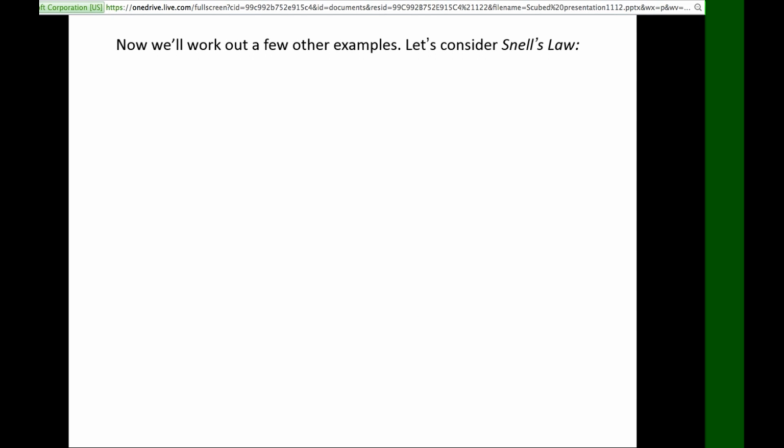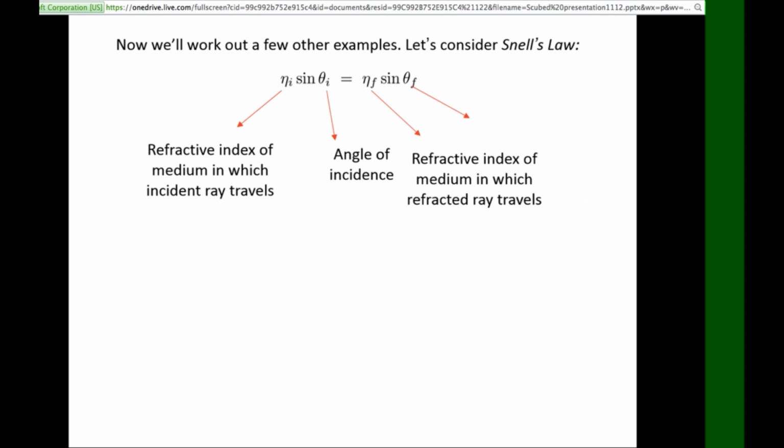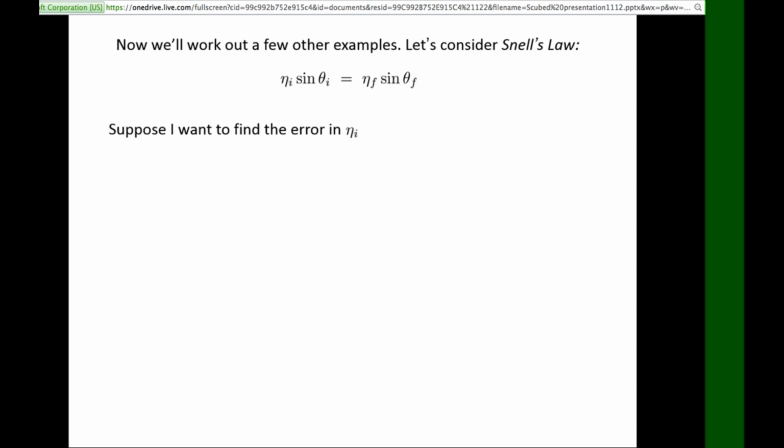We'll work out a few other examples. Let's consider Snell's law. There you get the refractive index of the medium in which the incident ray travels, the angle of incidence, the refractive index of the medium in which the refracted ray travels, and the angle of refraction. Basically, we have a ray which is propagating through a medium, and at the boundary with another medium, it gets refracted. So I want to find error in eta I. Remember that eta I is the refractive index of the medium in which the incident ray is traveling.